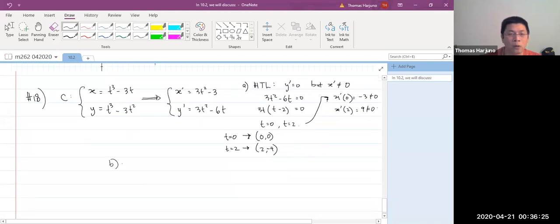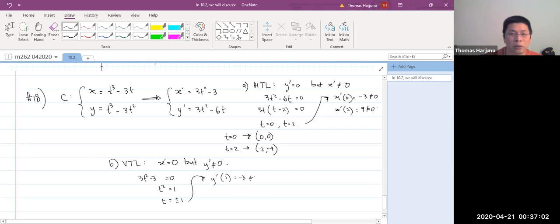Now for the vertical tangent line, we have x prime equal to 0, but y prime is not equal to 0. When x prime equals 0, that means 3t squared minus 3 equals 0. T squared equals 1, so t equals plus or minus 1. We check that on y prime. So y prime at 1 will be -3. That's not equal to 0, so we are fine. Y prime at -1 will be 3 plus 6. That's 9, also not equal to 0. Then we are fine.